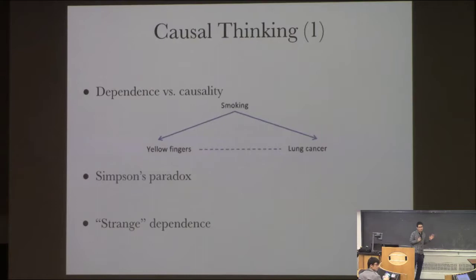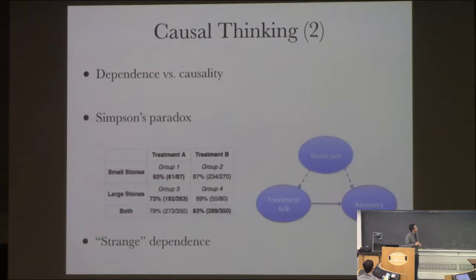We distinguish between them. Then let's have a look at this paradox called Simpson's paradox. This is a real-world data set discussed in the 1970s. Here, basically, we have kidney stone patients that have some stones, right? We have two groups of patients, one with small stones, the other with large ones. So small and large. And then we have two treatments, A and B.